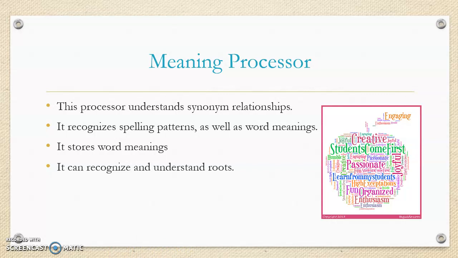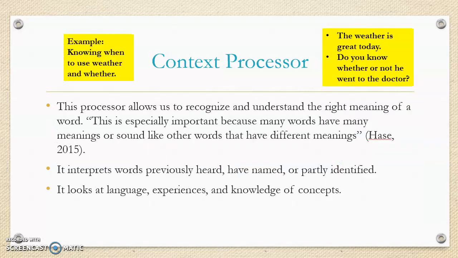It recognizes spelling patterns as well as word meaning, and it can recognize and understand the roots of words to let you know sometimes words are related. The context processor allows us to recognize and understand the right meaning of a word. It interprets words previously heard that we have named or partially identified. It looks at language experiences and all of the knowledge that we have in order to tell us when to use a word properly in a sentence.